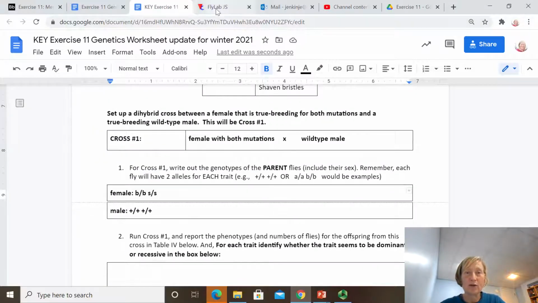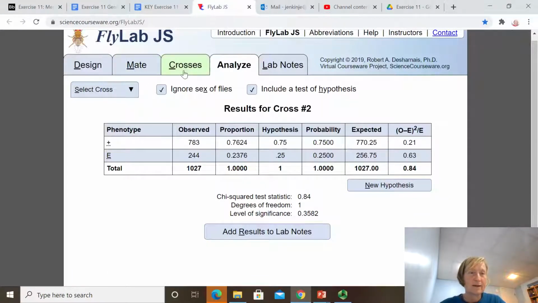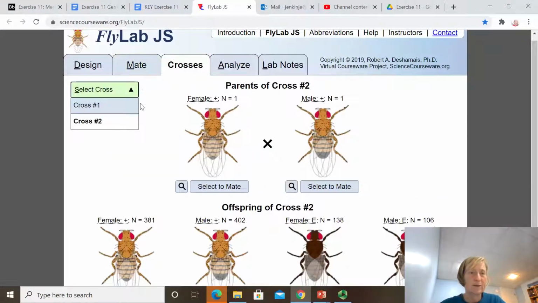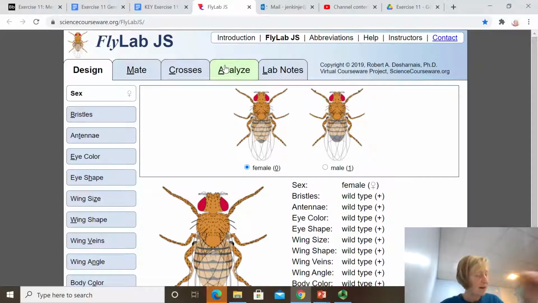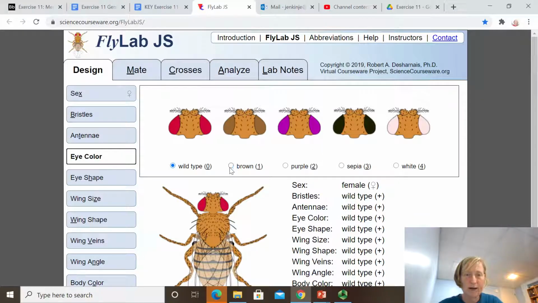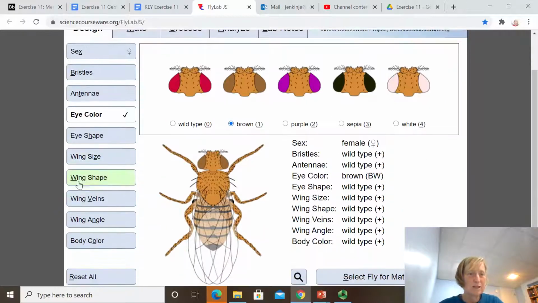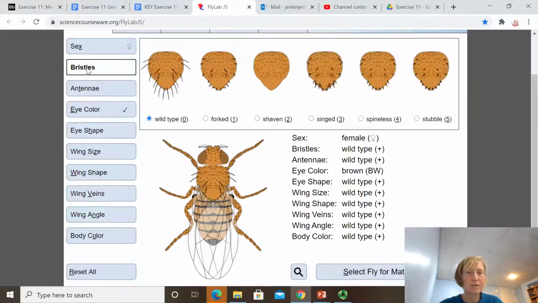I'm going to run a new simulation. No, I don't want to go here. I want to go to design. I don't know exactly how to reset these. This doesn't seem to reset, but I'm going to try it. My female is going to be brown-eyed with shaven bristles. Her eye color is brown. This is funky, isn't it? Look at those crazy eyes. And her bristle shape, where is that? Bristles. Well, look at all those different bristles you can have. I'm going to go with shaven. So she's gorgeous. We're going to select her for mating.